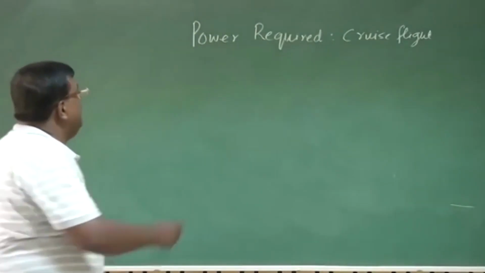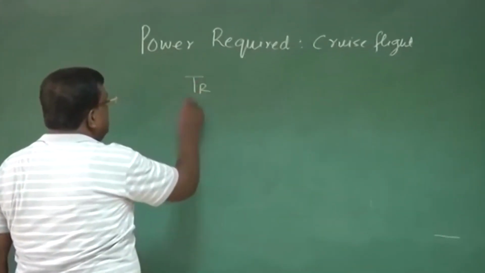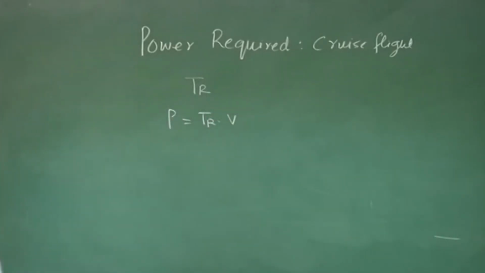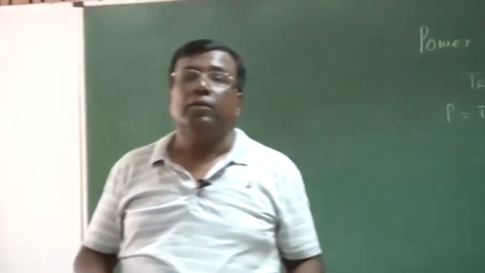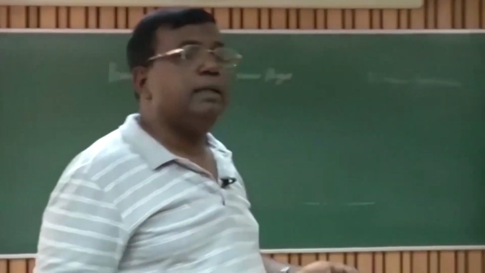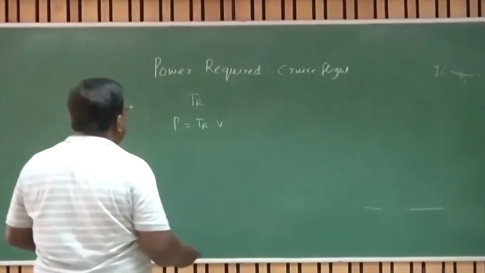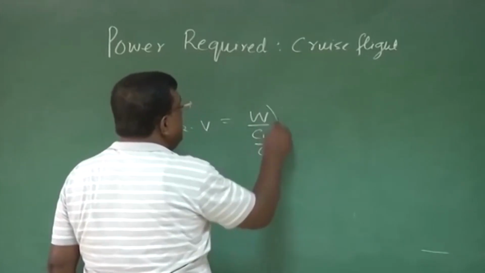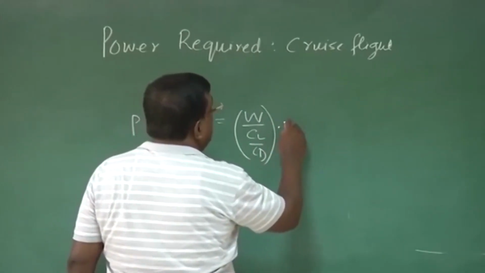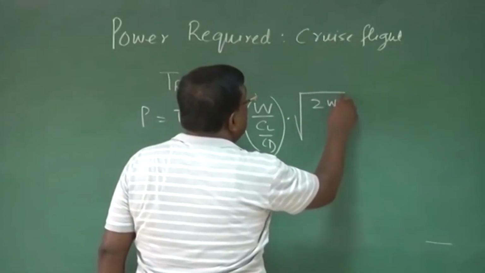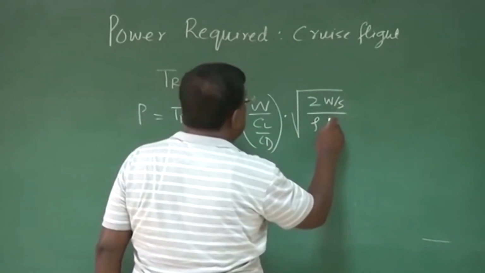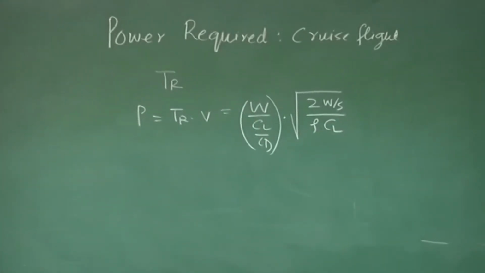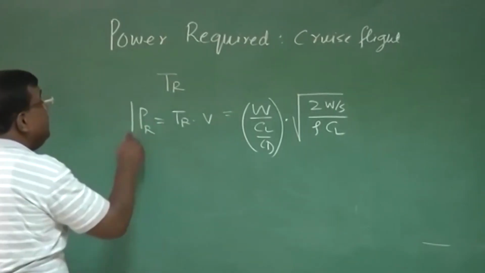So very simple. If I know thrust required was TR, then power required would be TR into V, force into velocity. What is this V? V is nothing but the velocity required at that altitude to maintain lift equal to weight. So I can write TR as W by CL by CD, which I know as the thrust required expression, and for V I can write square root of 2 W by S by rho CL. So this is now my power required expression, right?